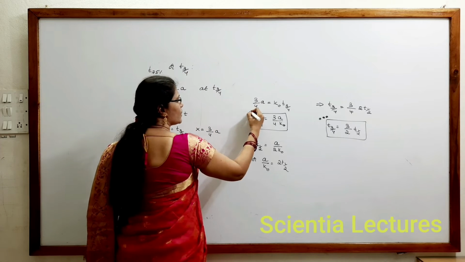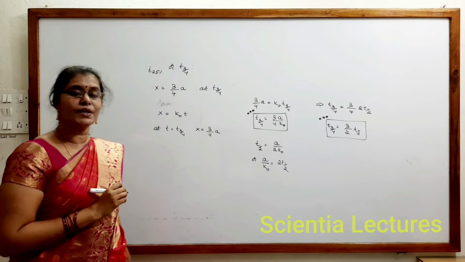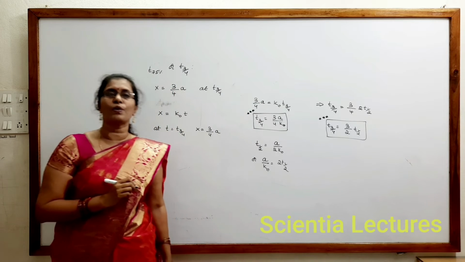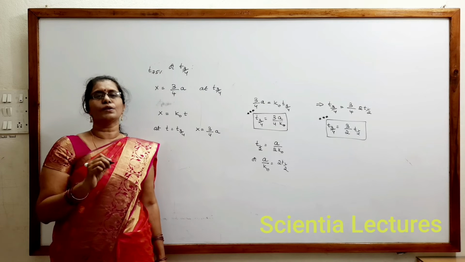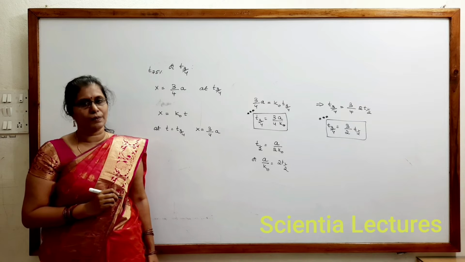So this is also a... So what is T 3 by 4? If the initial concentration is given, how to calculate T 3 by 4? T 3 by 4 equals 3 by 4 into A by K naught. K naught, the rate constant of a zero order reaction, will be given.